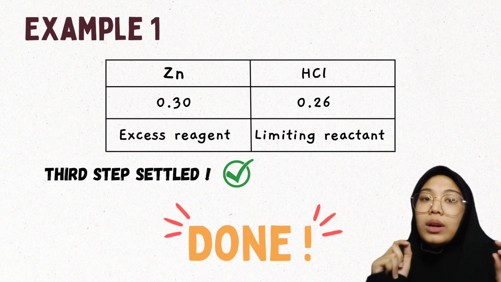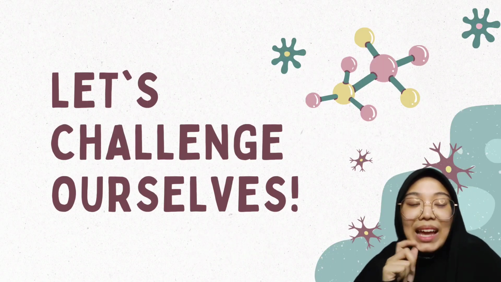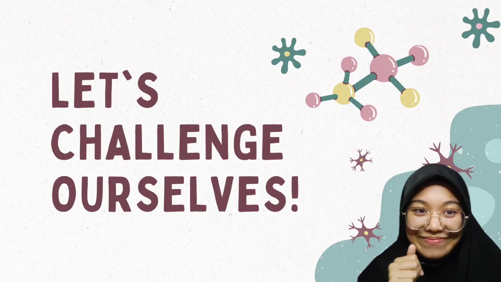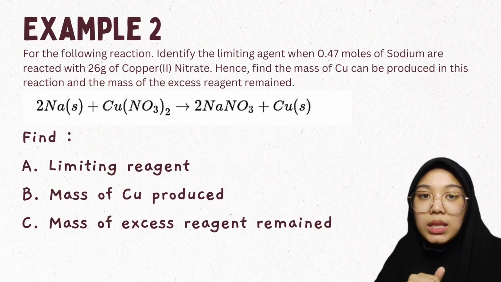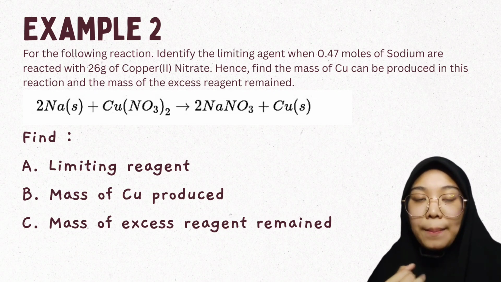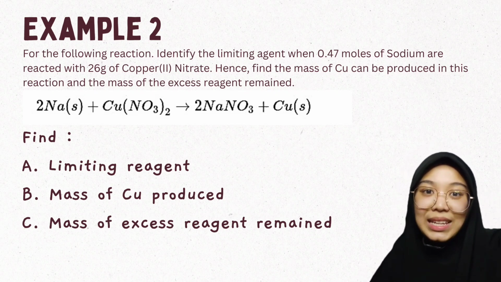With that, we've already completed the question. Simple, isn't it? Let's go for the harder one. Here's the tricky question. They ask us to find the limiting reagent, mass of copper produced and mass of excess reagent. Hey, don't go away, come here, solve together.